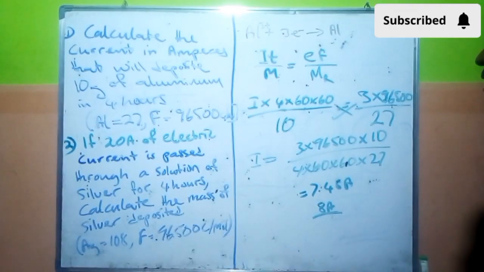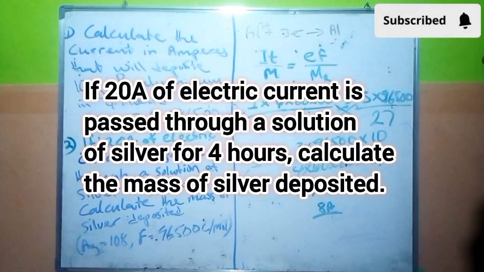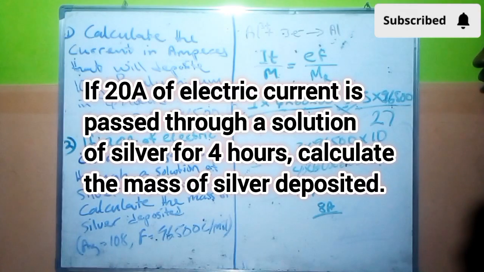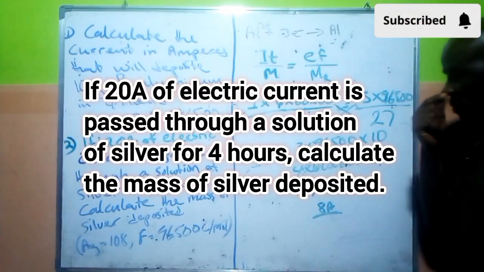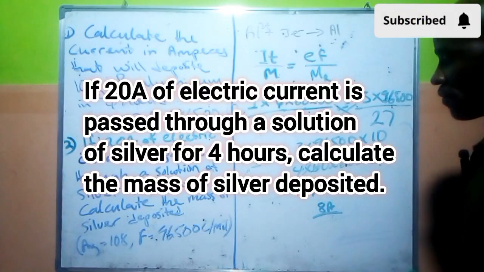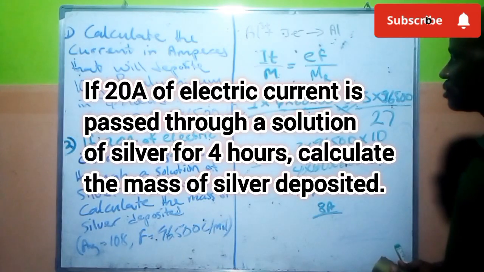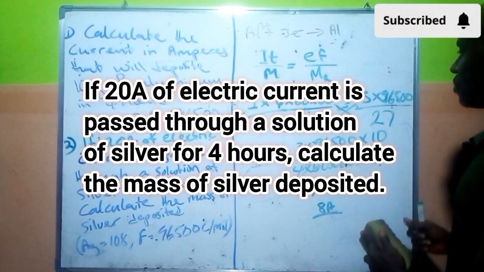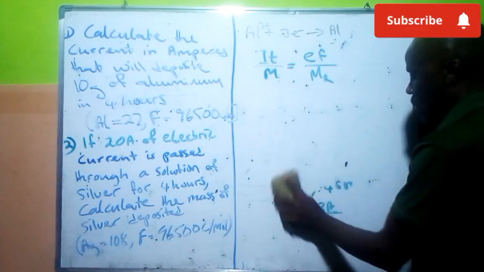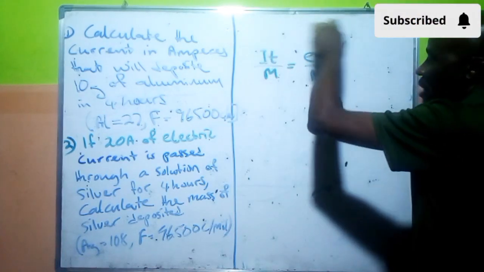The next question is that if 20 ampere of electric current is passed through a solution of silver for 4 hours, calculate the mass of silver deposited. The mass of silver deposited is what we are going to be looking at now. Our formula remains the same, but there will be a little change.